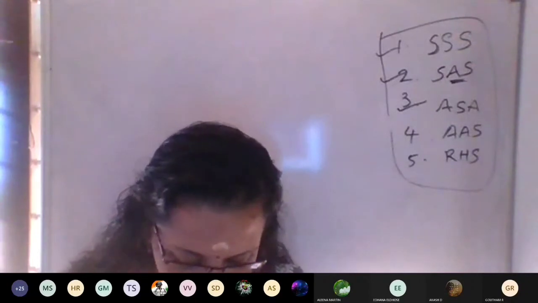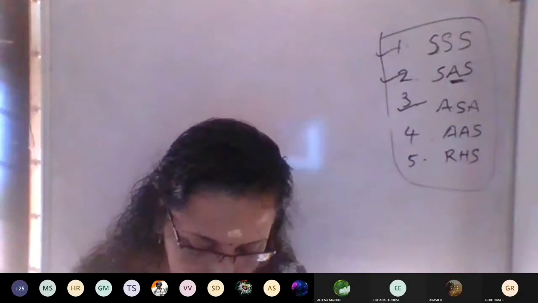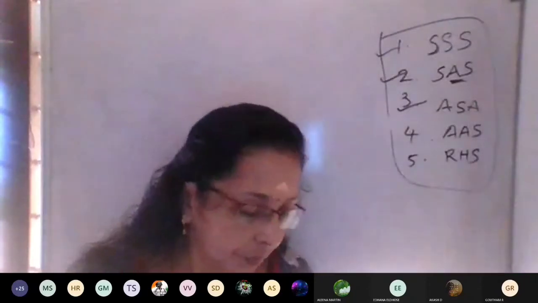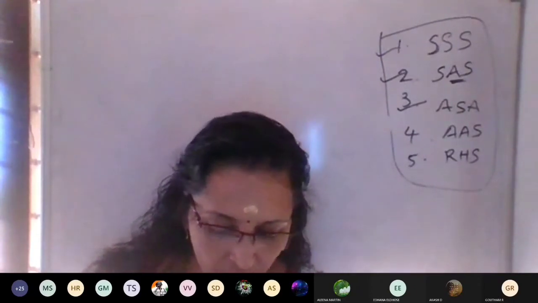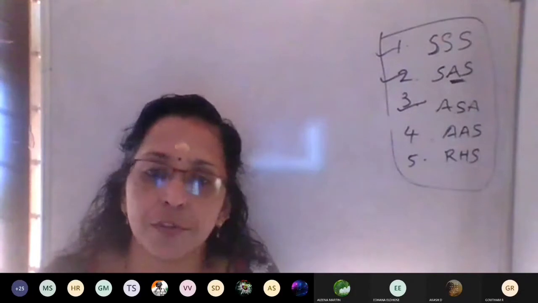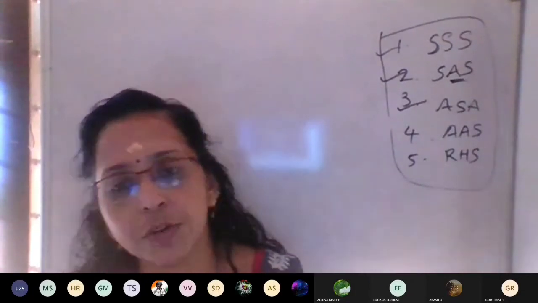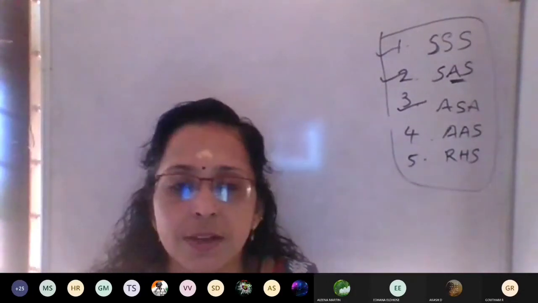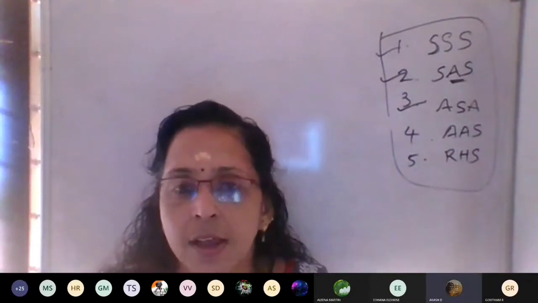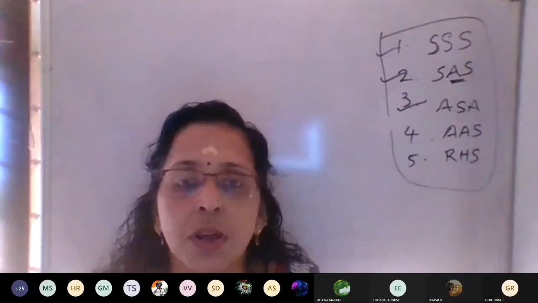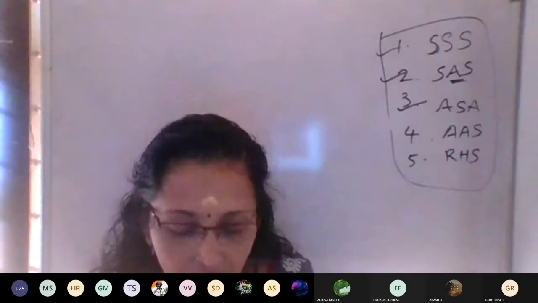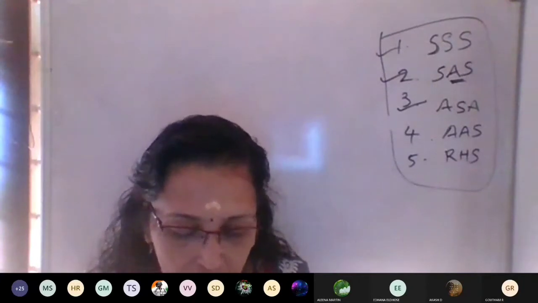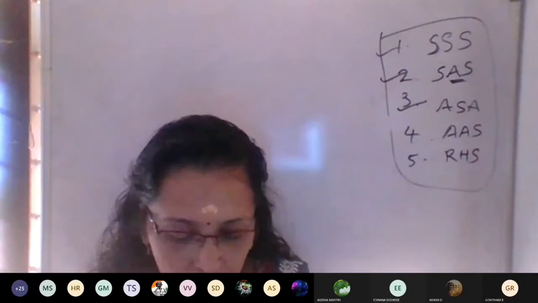Congruent angles and congruent sides, that point also you have to write. These four points you also have to write. So exercise 9A: which of the following pairs of triangles are congruent? In each case, state the condition of congruency. State the condition of congruency means we have to write whether it is SAS, SSS, AA, with those five conditions, which condition we have applied.